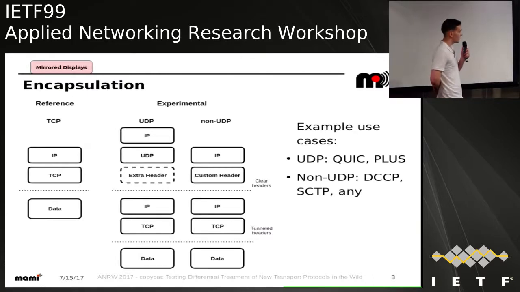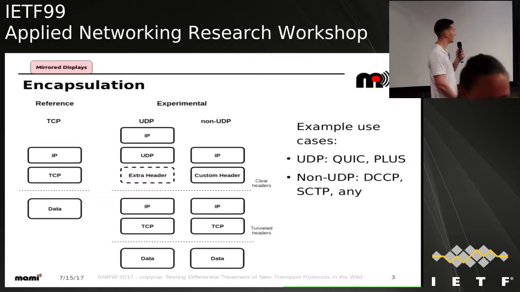So the idea is to run pairs of flows, one reference flow and one experimental flow. The reference flow will serve as the ground truth for the comparison and is a vanilla TCP flow that just transmits some data. Then the experimental flow can either be UDP or non-UDP based and is composed of two pairs of headers, inner headers or tunnel headers and outer headers. The inner headers are vanilla TCP as well, and will be used to control the TCP flows. Then the outer headers can either be, in the case of UDP, first a UDP header created by the dedicated socket, and then an optional extra header that can be, for example, QUIC or PLUS. In the case of the non-UDP experimental flow, you have the possibility to use whatever transport header that you want by defining it in raw bytes. So, for example, you can use it to test DCCP, SCTP, or anything.